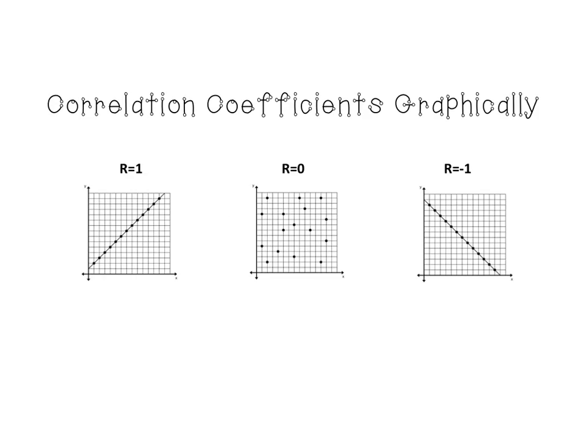So looking at them graphically, R equals 1 is going to be like a straight line. That means that the line of best fit goes through all of the points. So that's a strong positive, and it's linear. For R equals 0, there's no pattern.